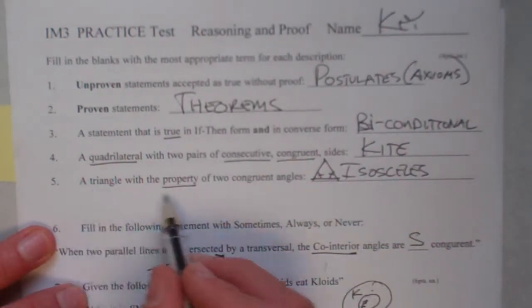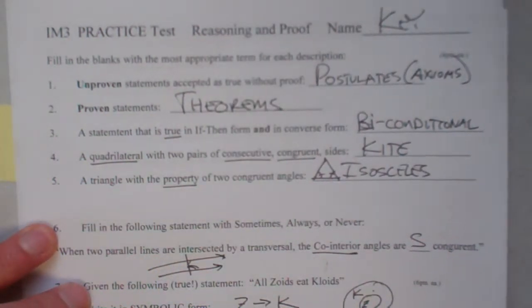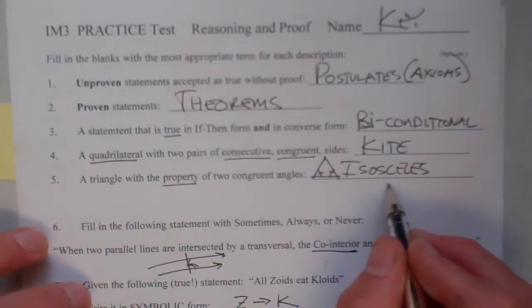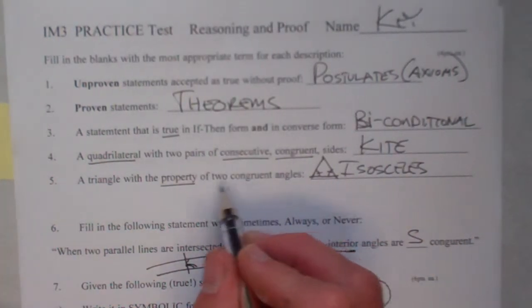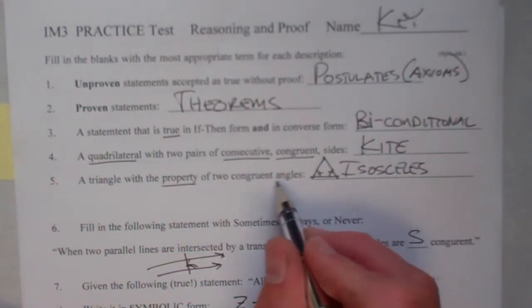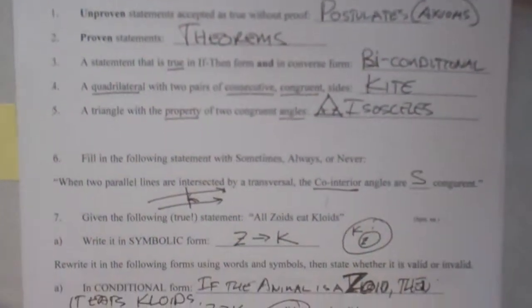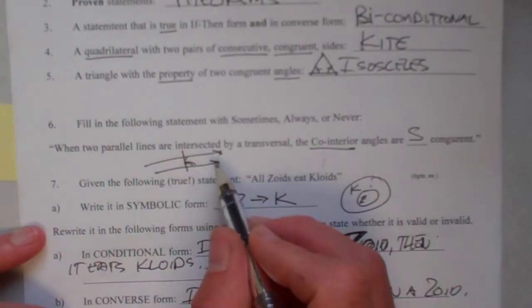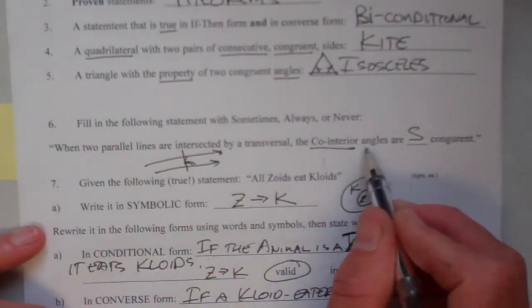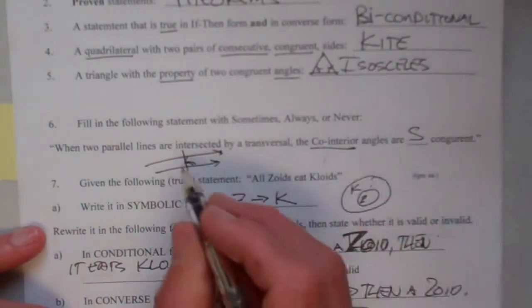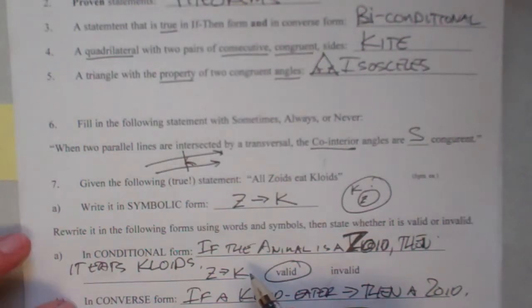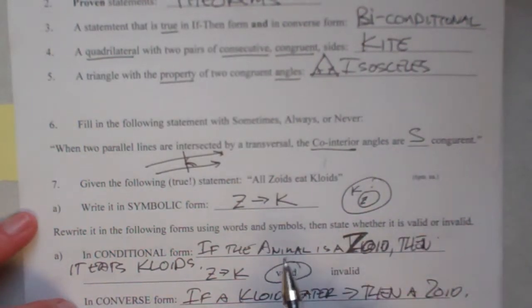Here's another one, a triangle that has base angles that are congruent. That's a property. That's an isosceles triangle. The definition is that the sides are congruent, but a property is that the angles are congruent. Alright, if you have two parallel lines that are intersected by a transversal, the co-interior angles are sometimes congruent. That's when they both happen to be 90 degrees. That does not happen often, but it can happen, so sometimes is the best answer.